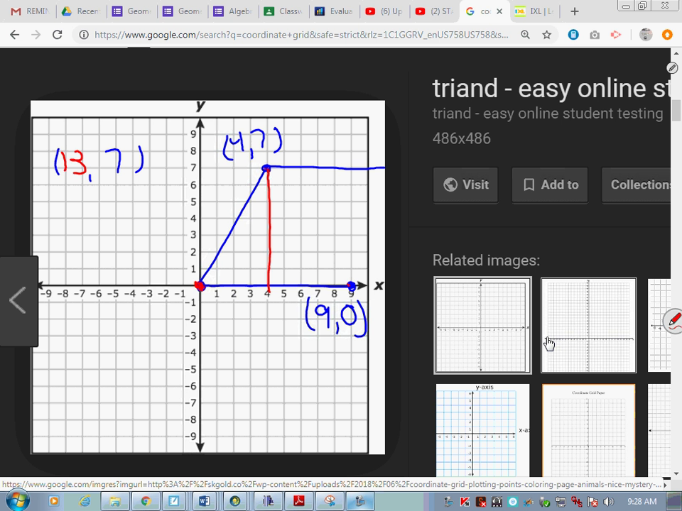It's a parallelogram, so it's got to have the same slope. So what you might look at with this is rise over run. From (0, 0), the rise is 7. The run is 4. So we're going to have the same rise, which is 7, and the same run, which is 4. So 0 plus 7 is 7. 9 plus 4 is 13. Does that help? No? Okay.